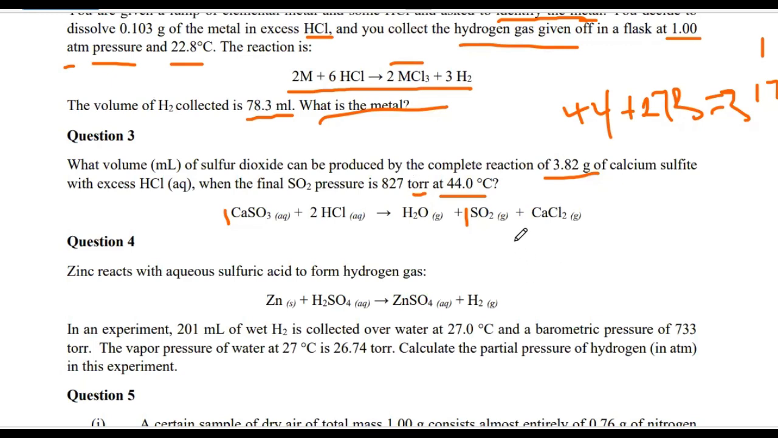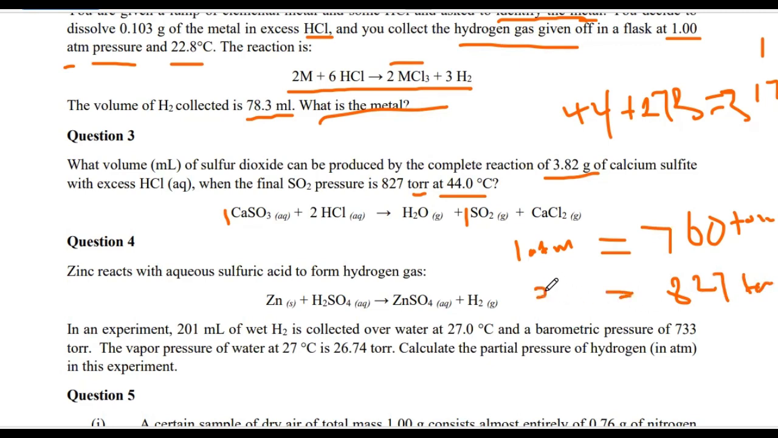We know that 1 atmosphere is equal to 762 torr. So this is the conversion formula. So we put our 827 torr here, then we find the pressure in atmospheres. When you cross multiply, what is your x? My calculator is giving me, let me solve.